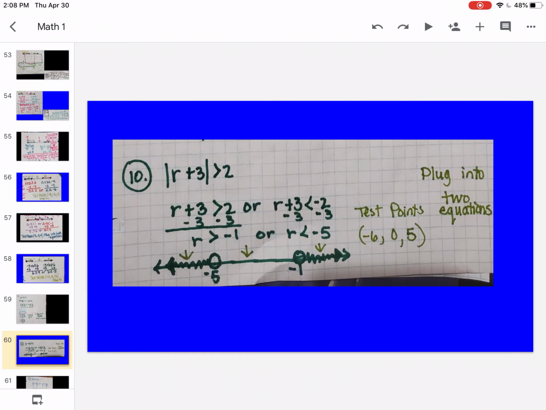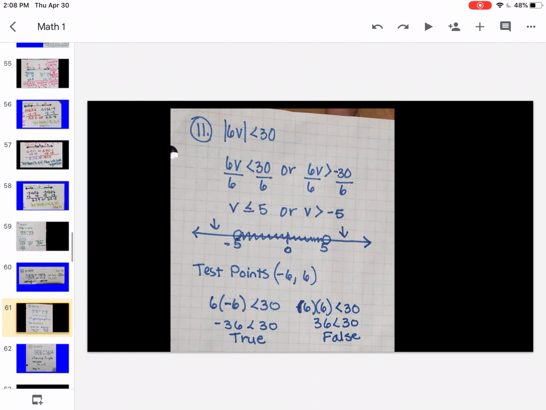And number 10, same type of problem. So you can look that over. The circles are open on this one. And 11. This one you divide. And on this one you only have 2 test points because the lines are connecting, so you only have to do them on the outside of the dots.